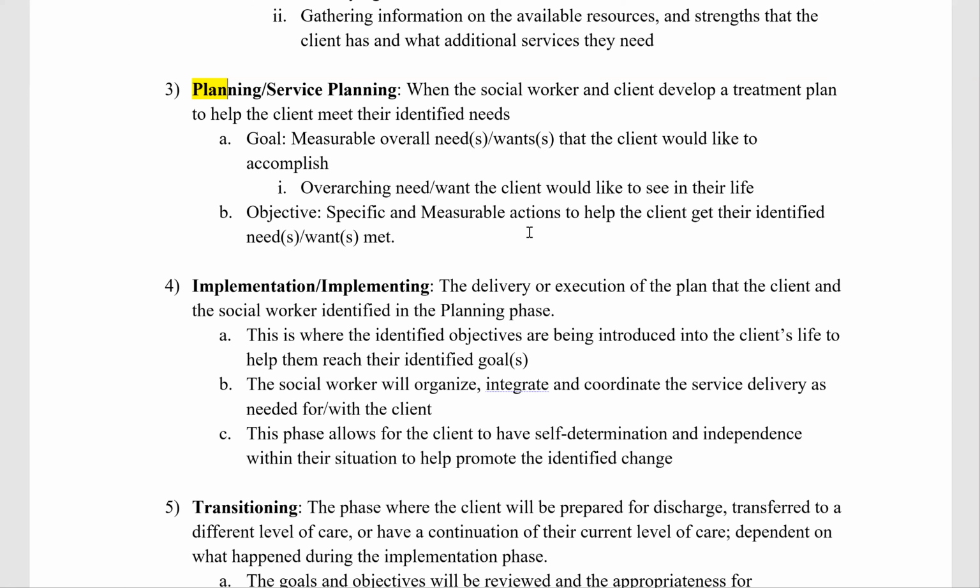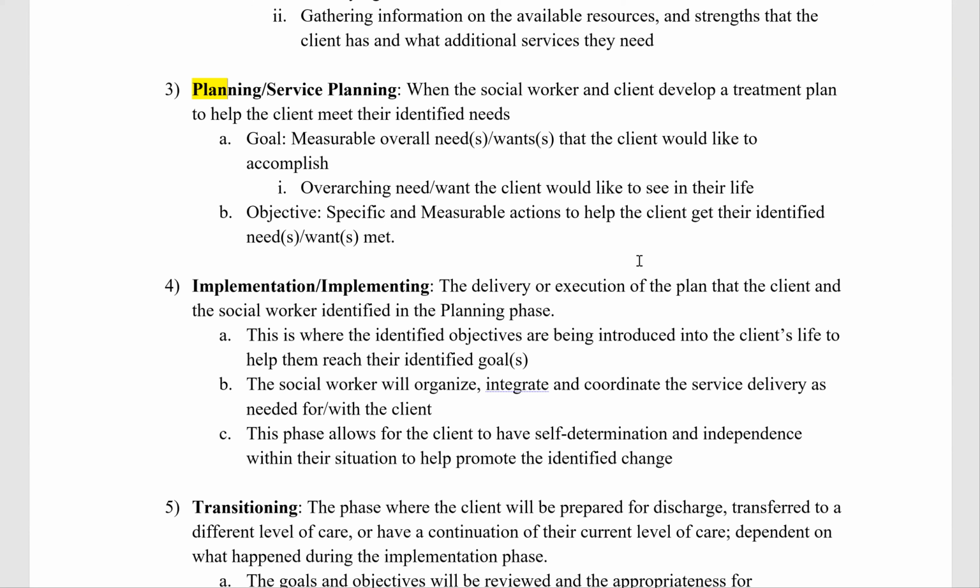Stated in a different way, is when the social worker and client develop a treatment plan to help the client meet their identified needs in the situation. And if you remember back into the community, it's the same for the individual client. So the goal is the measurable overall need and or multiple needs and wants and or multiple wants that the client would like to accomplish within that situation.